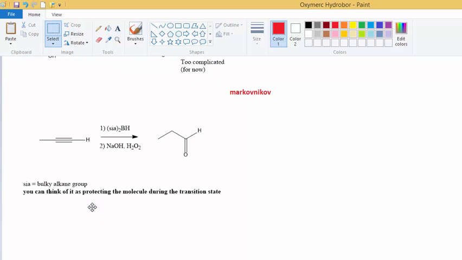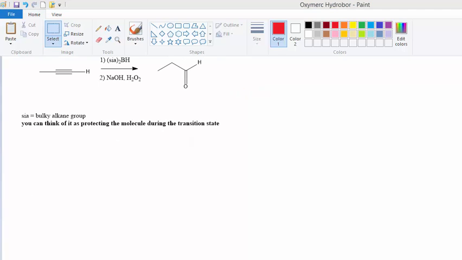The Sia is known as a siamyl group. You could think of it as a big bulky alkane molecule that's attached to either side of the boron. Basically, it makes it so that nothing else can approach while it is forming the transition state with the alkyne. Okay, so in general, it's going to look pretty much the same as last time. This complex will approach the double bond.